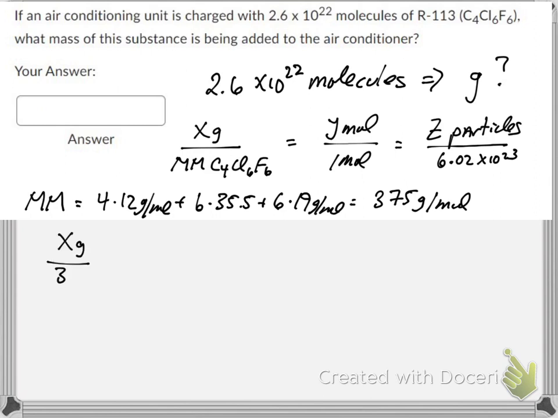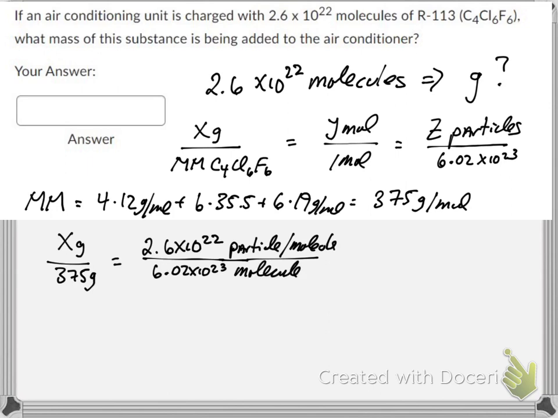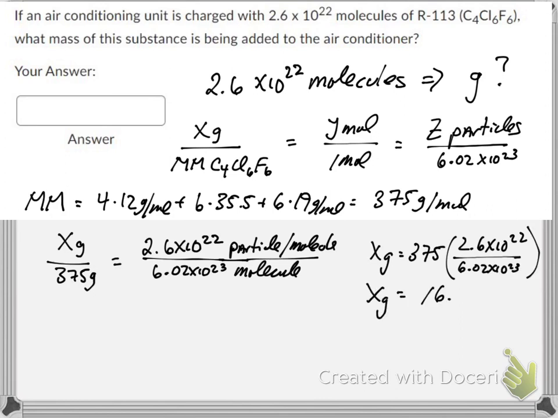So we have X grams over 375 is equal to 2.6 times 10 to the 22. That's Z. So we're given Z in this problem, over 6.02 times 10 to the 23rd. And now we solve for X. X grams will be 375 grams times 2.6 times 10 to the 22 over 6.02 times 10 to the 23rd, or 16.2 grams.